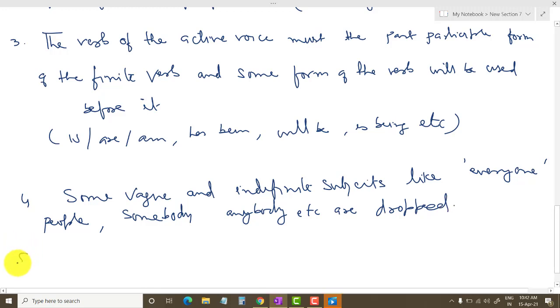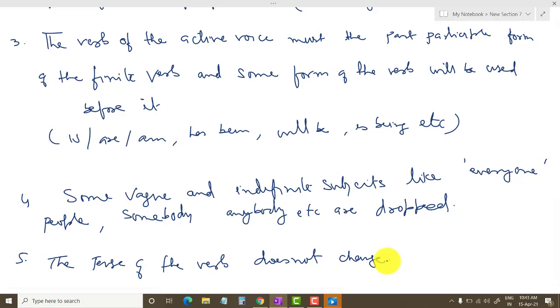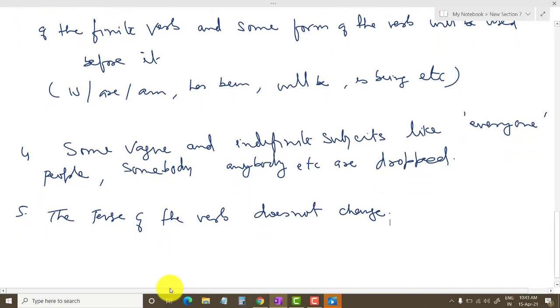And the fifth rule is the tense of the verb does not change. We do not change the tense of the verb. The tense remains the same. Now, how do we change?